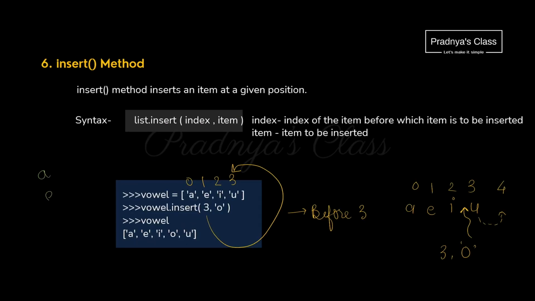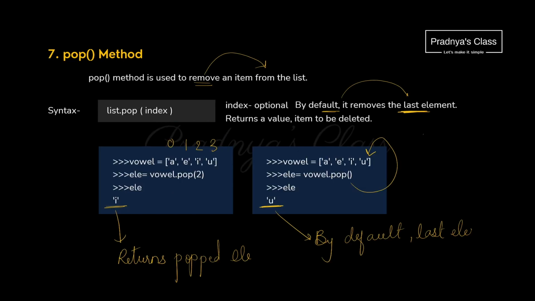Using append and extend, we could add elements at the end, but if you want to add an element at a specified index, then you will use insert. That's why we are providing the index and the item. In this example, we want to insert O at index 3. So look at the output. O got inserted at index 3. The element at that place will shift 1 to the right side. We understood how to add an element. There are 3 options: append, extend and insert.